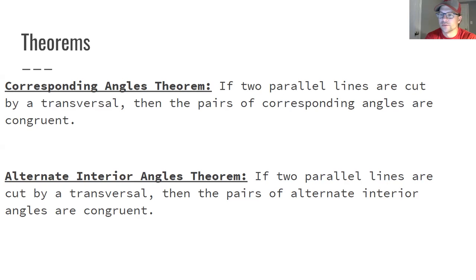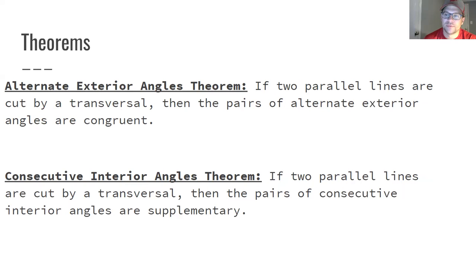Alternate interior angles, remember those are the ones that are inside your parallel lines but on opposite sides of the transversal, then those two are also going to be congruent. Alternate exterior is the same idea as the alternate interior, but instead of being inside your parallel lines, they are on the outside. Those are going to be congruent. And then your consecutive interior angles, the ones that are on the same side of your transversal and inside your parallel lines, those are going to be supplementary. Remember, supplementary means add up to 180.